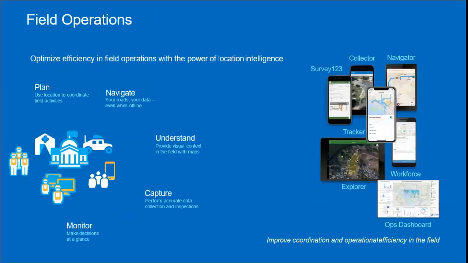What is field operations? Field operations is really a way of optimizing efficiency in field operations with the power of location intelligence. So it's really taking the power of location anywhere. It's our way of modernizing your workflows, supporting field operation workflows where you can bring your business data and maps into the field through the apps that are available in ArcGIS Online.